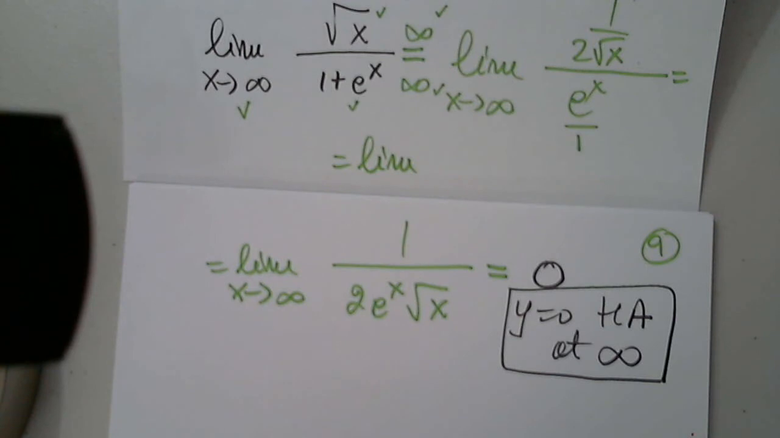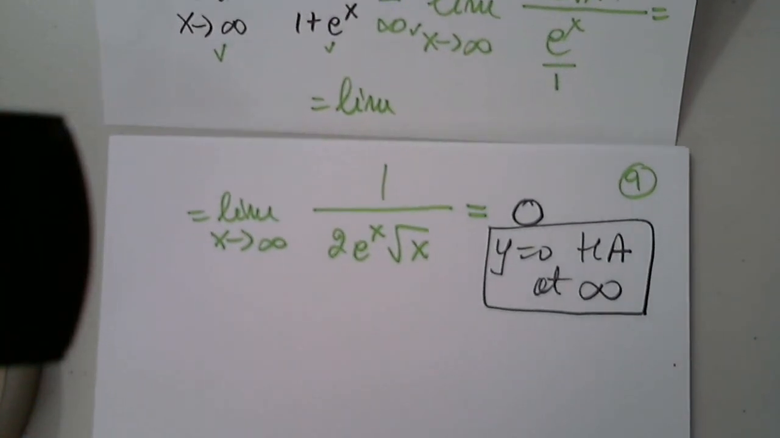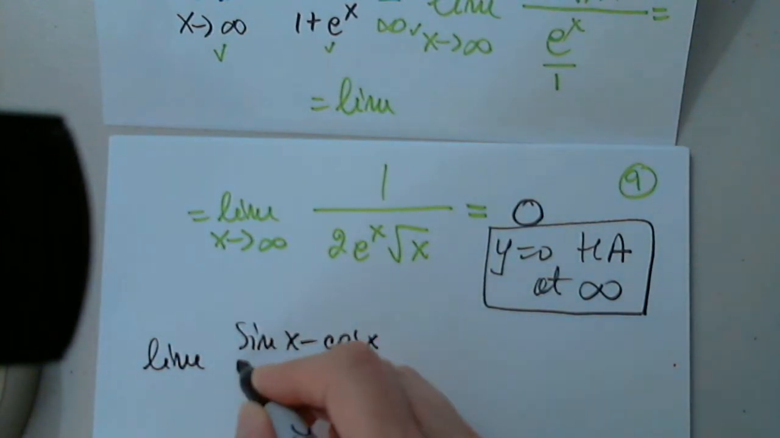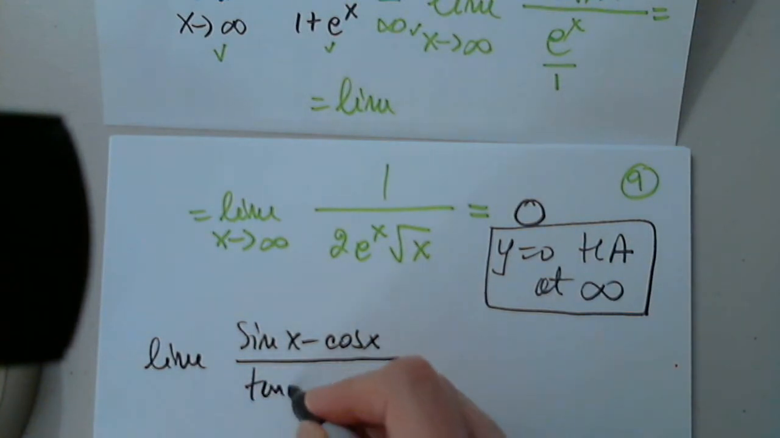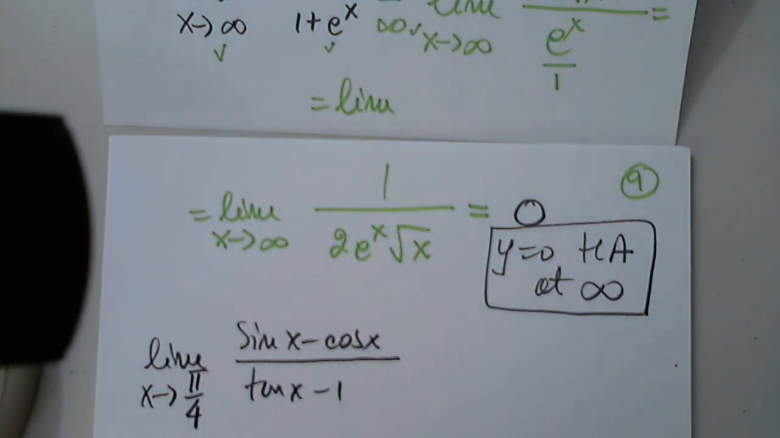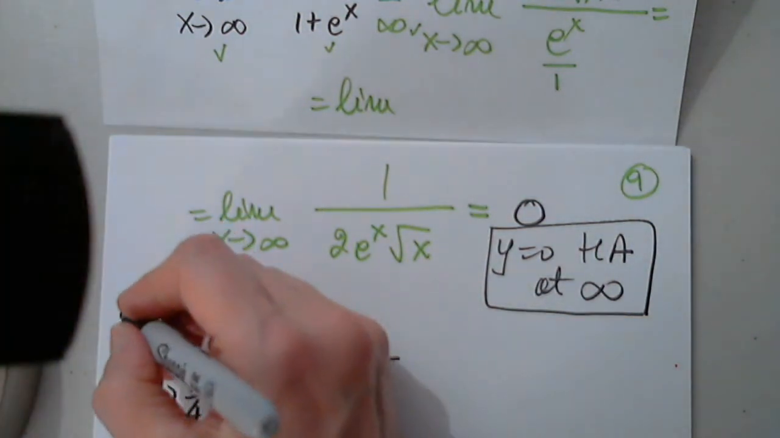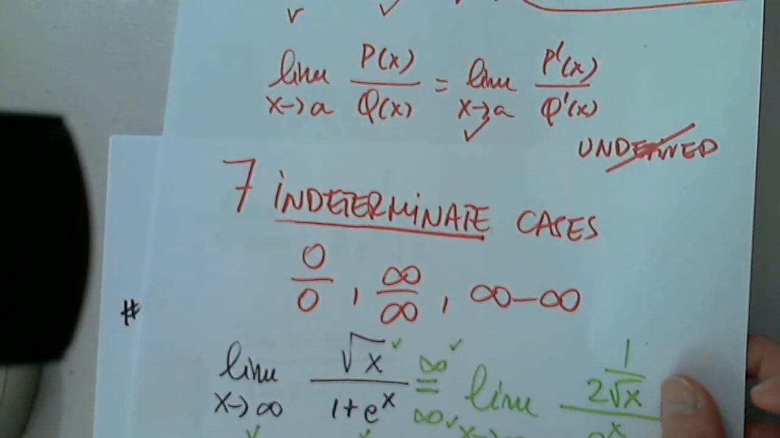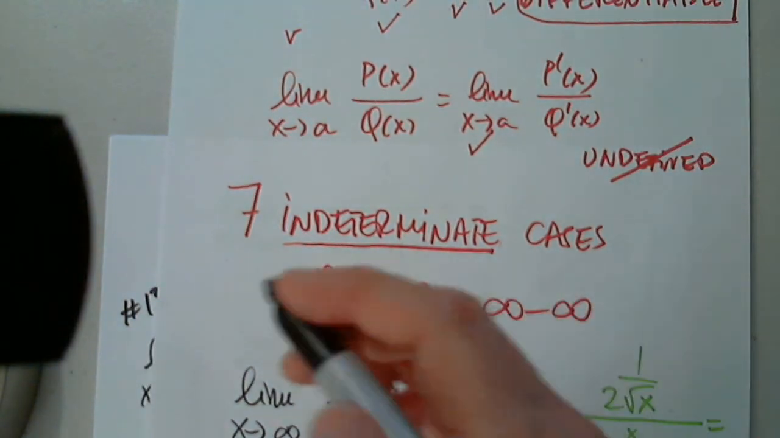Let's look at one other example I'd like to look at. Okay, so let's say limit of sine x minus cosine x over tangent x minus 1 as x approaches pi over 4 from either side, they say. And this is problem 19.